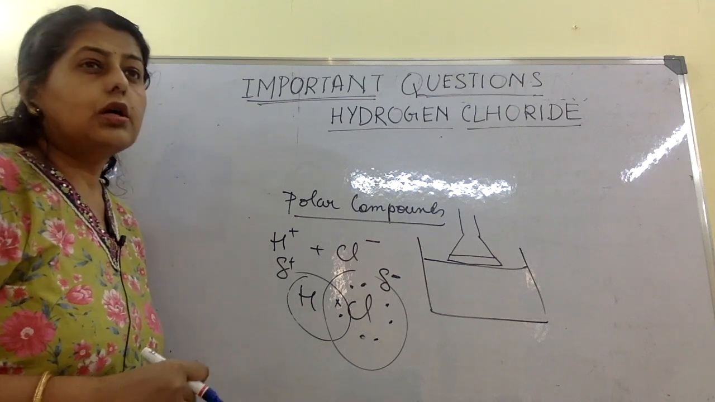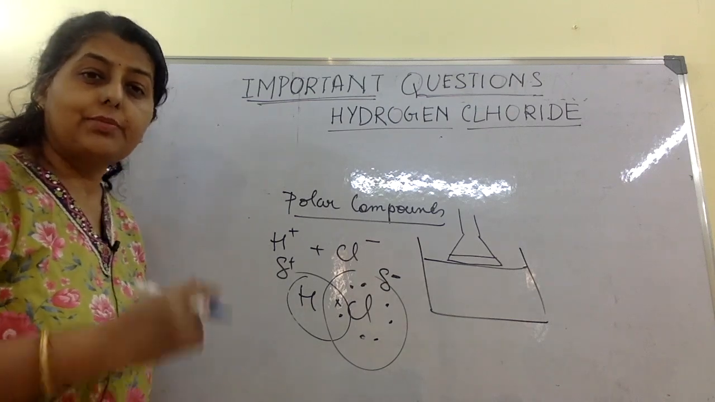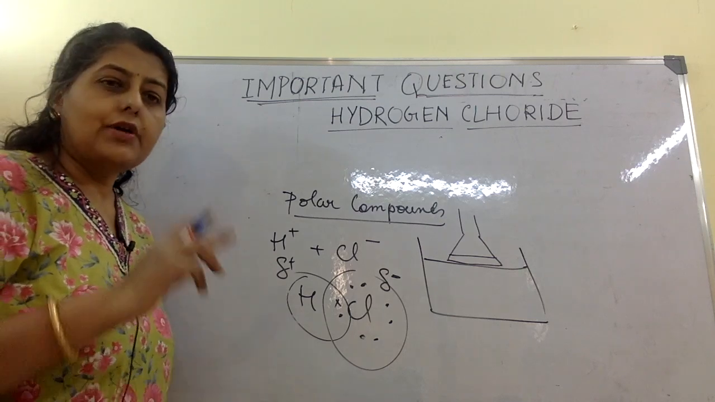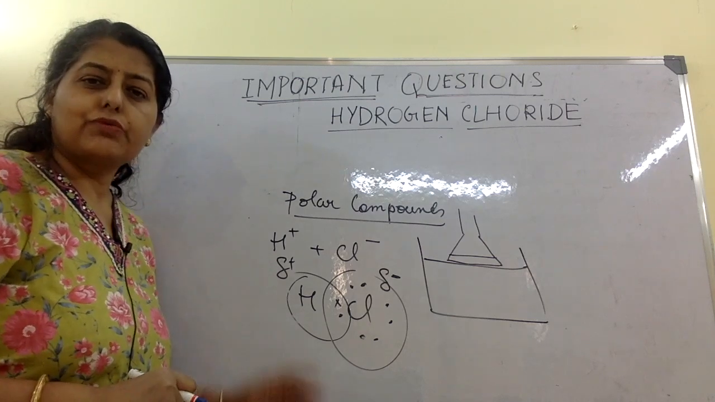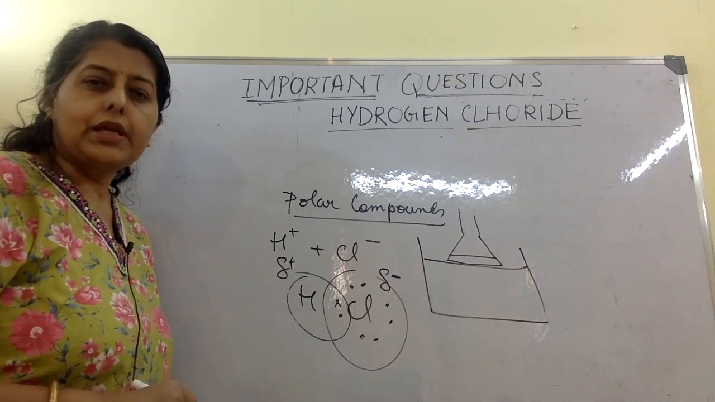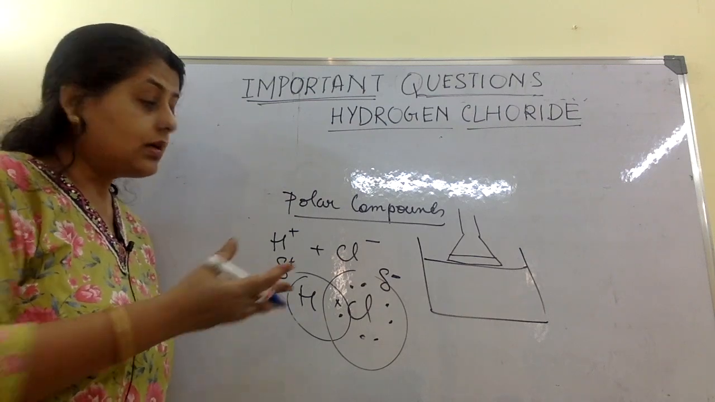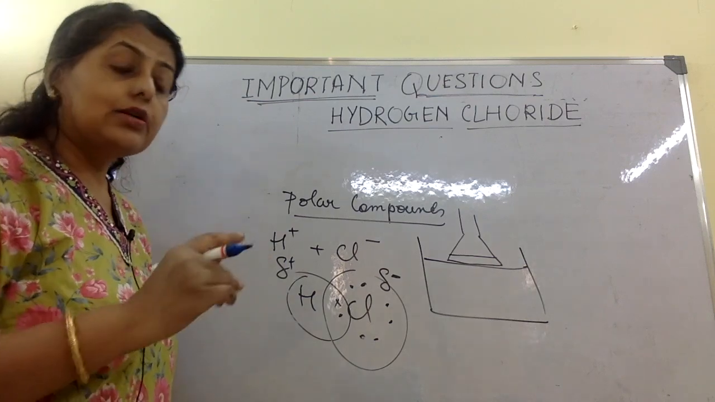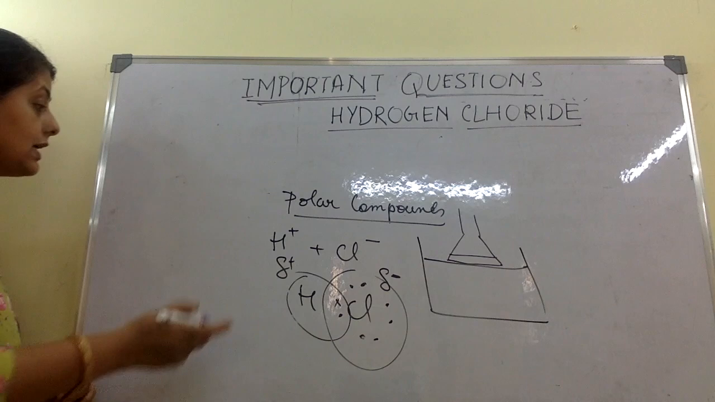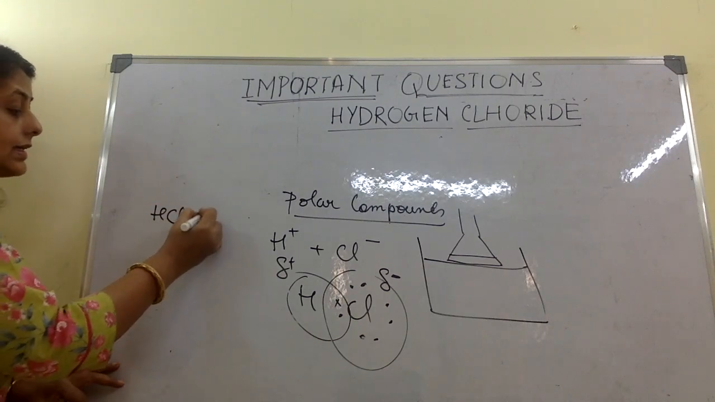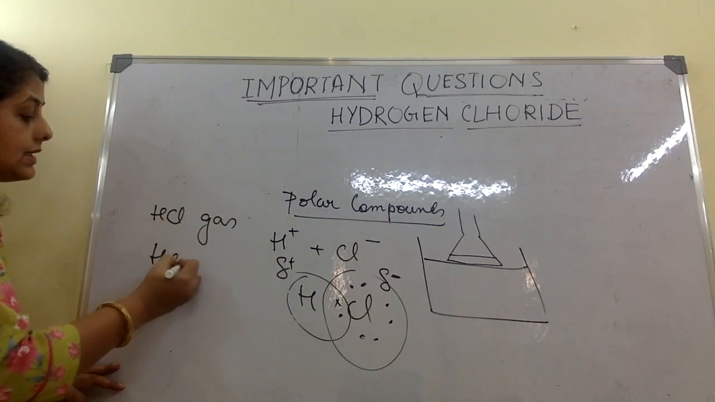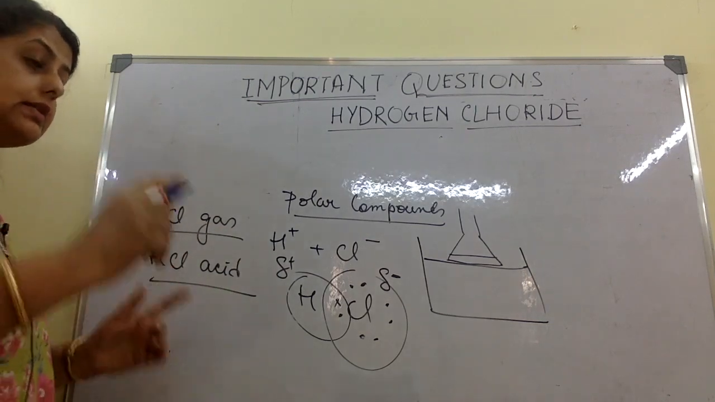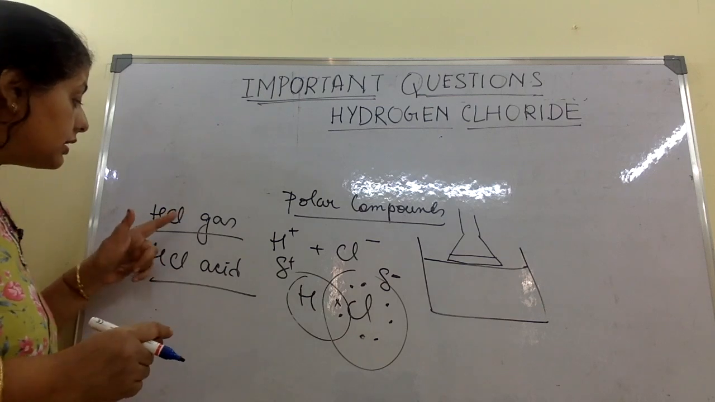Let's talk about another very important thing based on the solubility of HCl: the fountain experiment. You find the fountain experiment in two compounds, one is HCl and one is ammonia. HCl is an acidic gas, if I talk about hydrogen chloride gas. Another thing I want to tell you all: HCl gas and HCl acid are two different things. Please understand this. Once again, I'll mention it in acids and bases also.